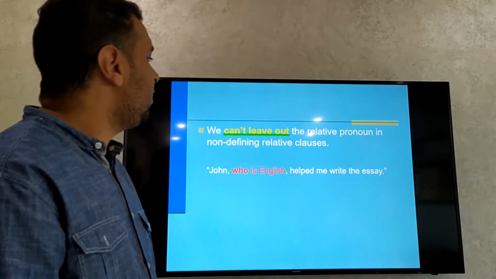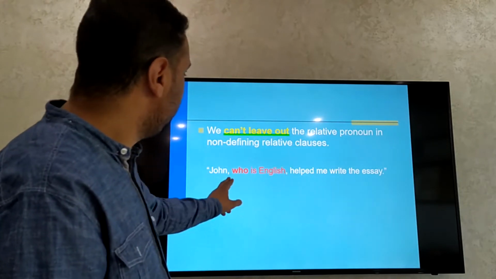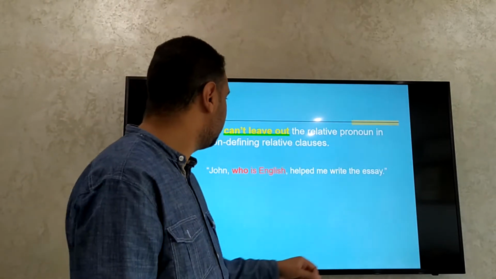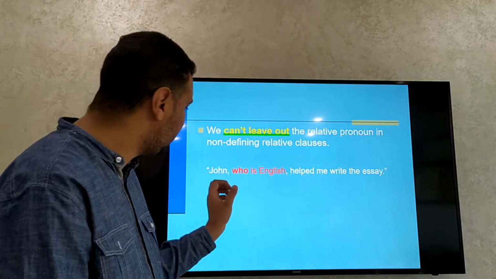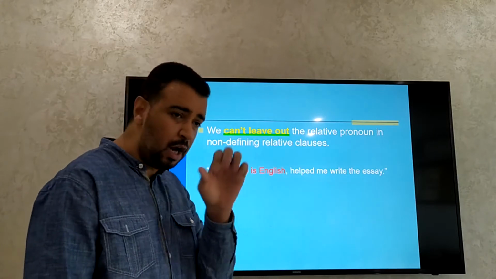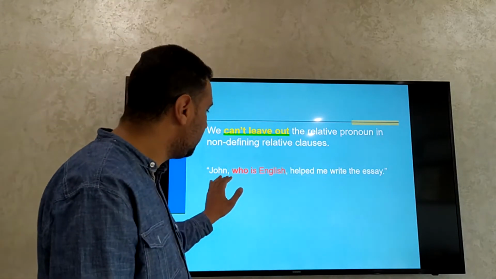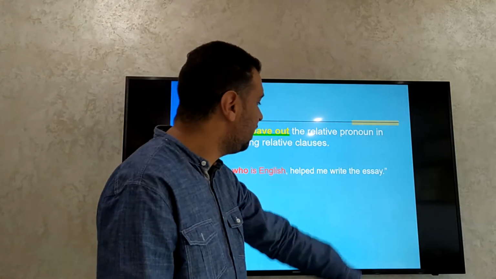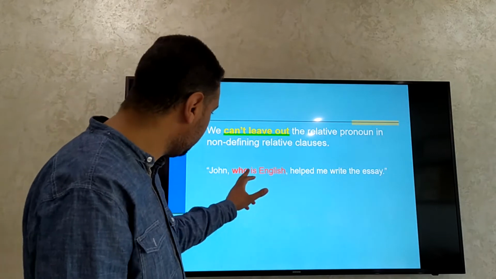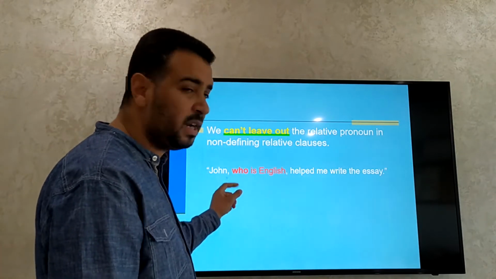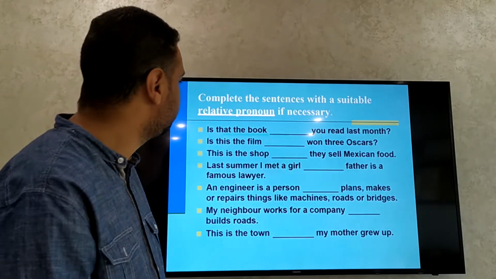We can't leave out the relative pronoun in non-defining clauses, okay? John, who is English, helped me write the essay. Now, this "who", the question is, can I omit it? Is it possible to delete it? Can I say, for instance, "John is English, helped me write the essay"? The answer is no, impossible. If the relative clause is preceded by a comma, you cannot leave it out, you cannot omit it.